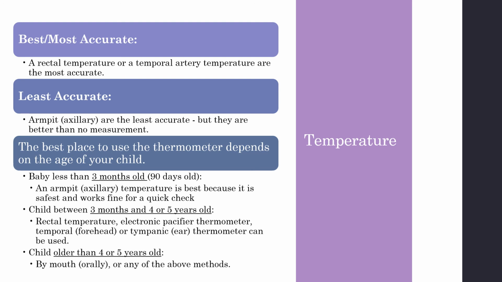Now, when they get a little bit older, they have pacifier thermometers, which are really cool. And then, of course, you've got your temporal or ear thermometers that can also be used. Older kids, at that point, can probably do an oral thermometer because they can follow directions and hold that in there, or any of the other methods provided.